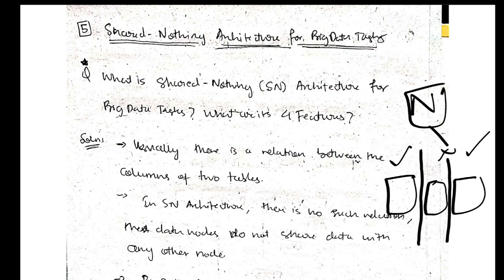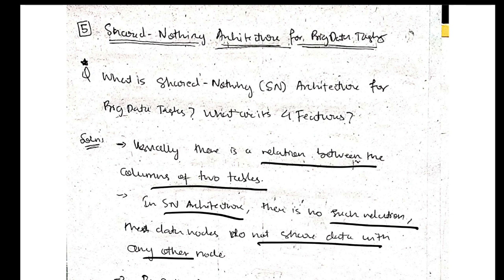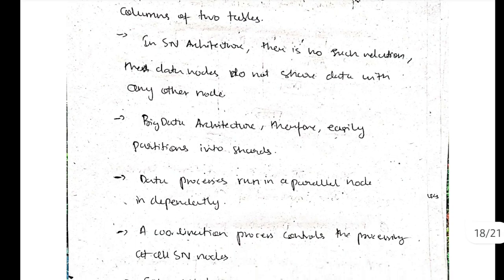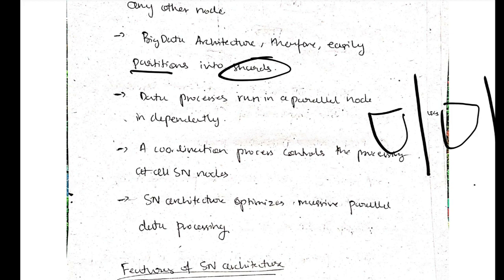Now what are its features? Every node has a relation between the two columns of the table. In SN architecture, there is no such relation, and the data nodes do not share the data with any other node. That's the main feature. And the big data architecture therefore easily partitions the data into shards. Shard means selfish nodes. It will be doing its own task parallelly.